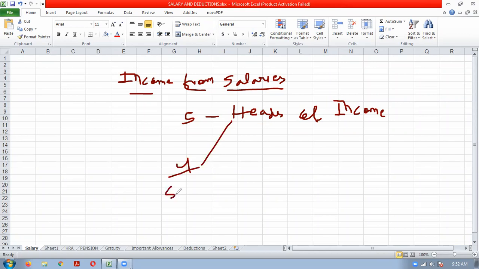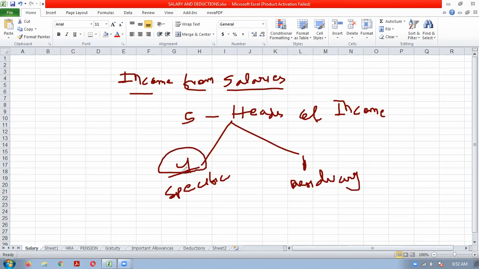So 4 heads are specific, because they are related to specific income. And the 5th head of income is a residuary head of income. All those incomes which are not taxable under these 4 heads, and are not exempt also, will come under the residuary head of income. Now we've understood how to calculate income from house property, PGPP, capital gains, income from other sources, etc.